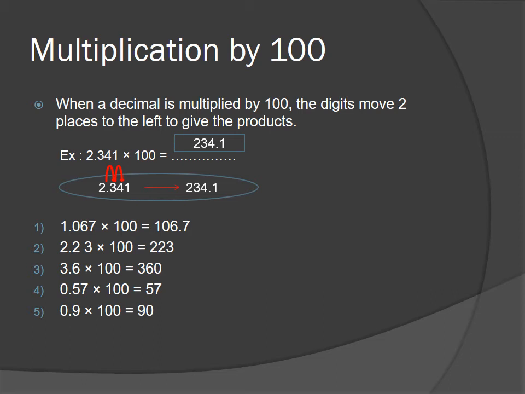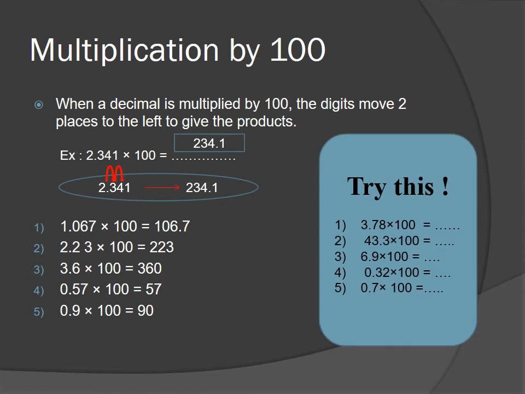3.6 times 100, you want to move the decimal point 2 places to the right, then the answer is equal to 360. 0.57 times 100 is equal to 57. If you multiply 0.9 by 100, you can get the answer as 90. Now you can try to get the answers for these 5 questions using the given method.